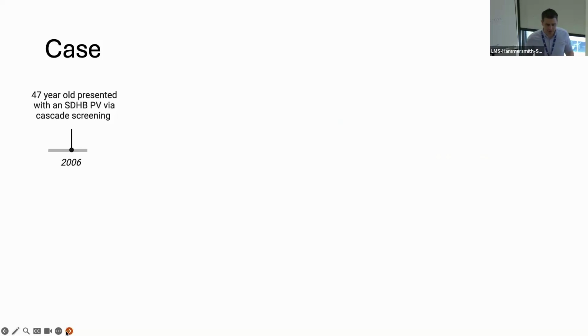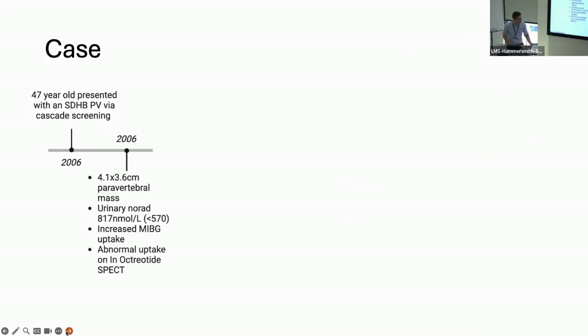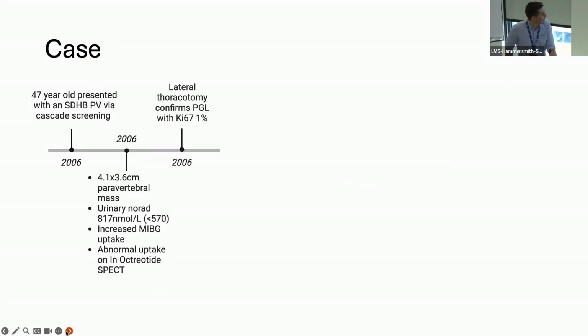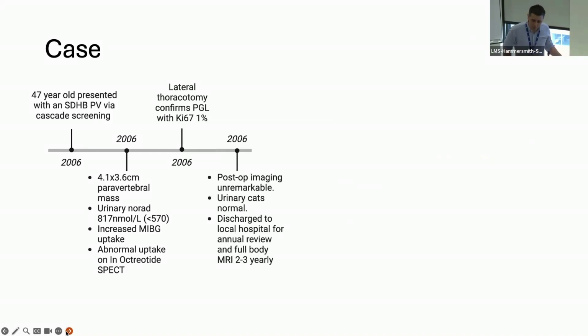I'm going to talk about a clinical case now that highlights the clinical question. So this is a 47-year-old patient that attended between GSTT and King's. She was found to have an SDHB pathogenic variant via cascade screening. So her nephew was the index case. She was asymptomatic. She had an MRI that showed a mediastinal lesion. This was resected and found to have a low proliferation index. She did well after the operation.